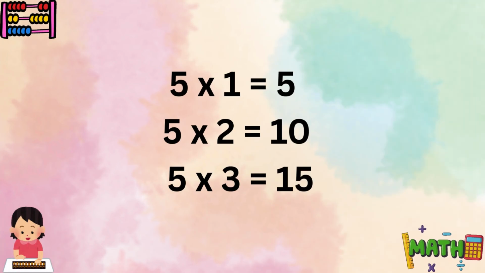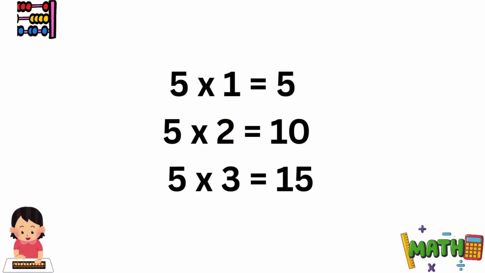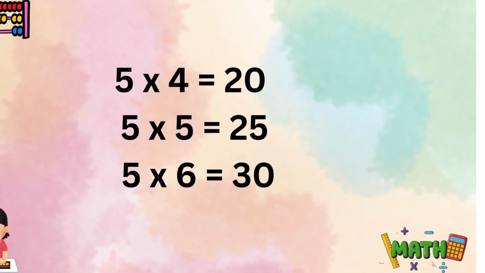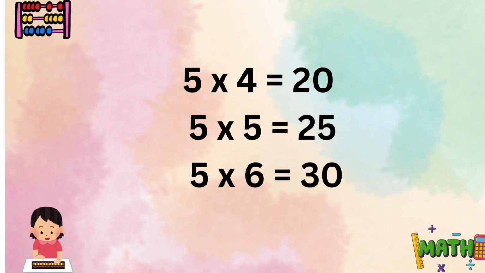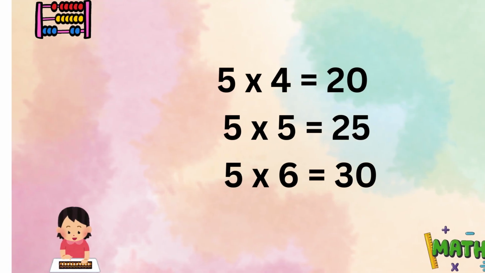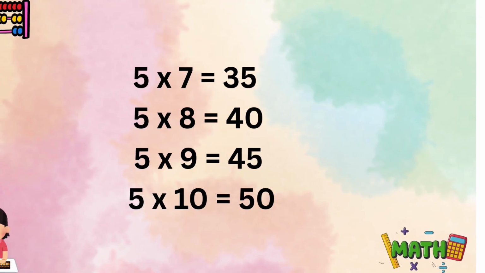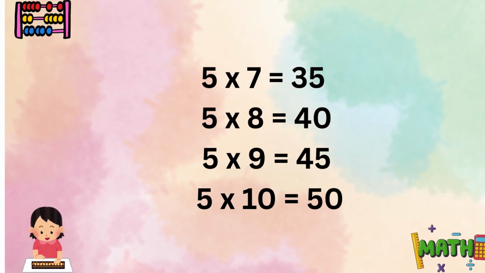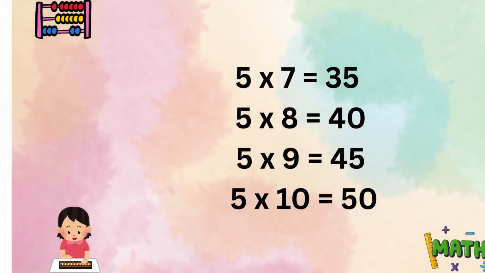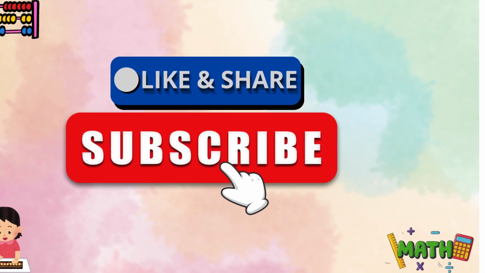Let's revise again. 5 ones are 5, 5 twos are 10, 5 threes are 15, 5 fours are 20, 5 fives are 25, 5 sixes are 30, 5 sevens are 35, 5 eights are 40, 5 nines are 45 and 5 tens are 50.